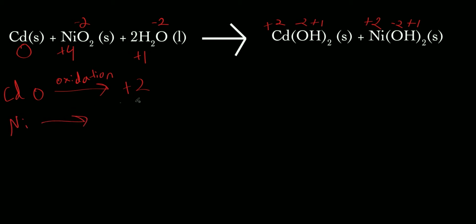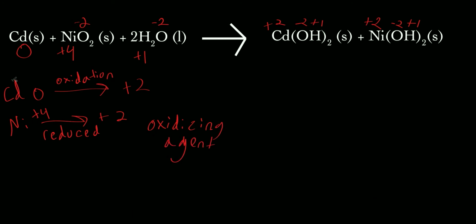So let's look at nickel. Nickel went from +4 to +2. We decreased our oxidation number. Therefore, it has been reduced, or it's reduction. So cadmium was oxidized, nickel was reduced. And now we must identify our oxidizing agent and our reducing agent. The shortcut I said before was just that they're opposites. So the atom that was reduced, nickel, is the oxidizing agent, and the cadmium that gained oxidation number is the reducing agent.